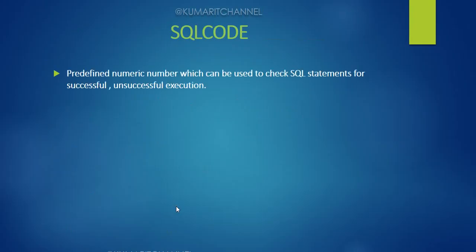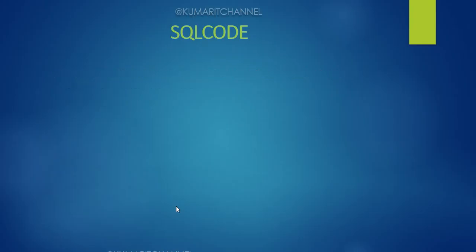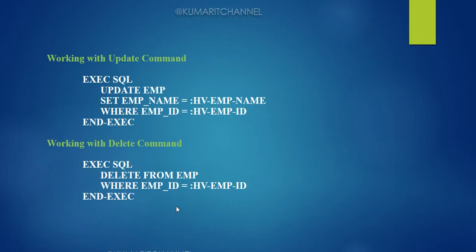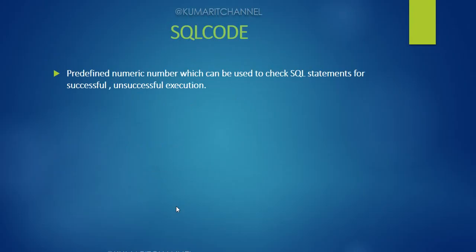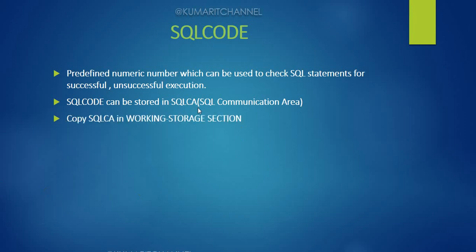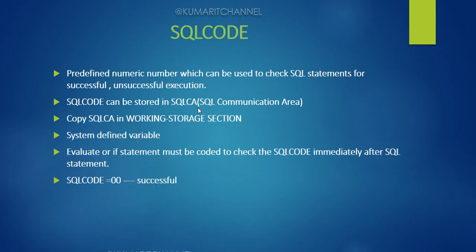Cool. So then SQL code: a predefined numeric number which can be used to check whether an SQL statement executed successfully or unsuccessfully. This is much needed. I don't know whether my query is executed successfully or not, and I need to trace that. That's where SQLCODE or SQLCA comes into the picture. SQLCODE can be stored in SQLCA, which we call the SQL communication area. Copy SQLCA is already defined as shown earlier, and that will be copied as INCLUDE SQLCA.